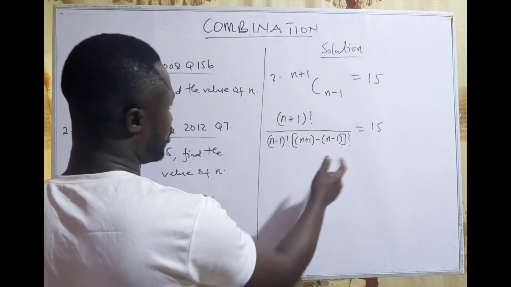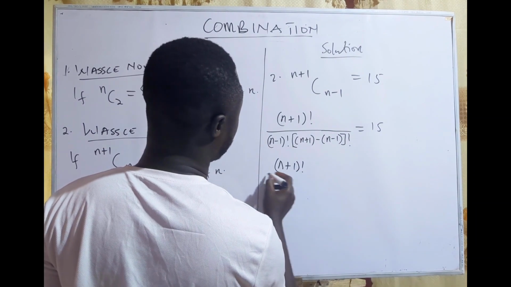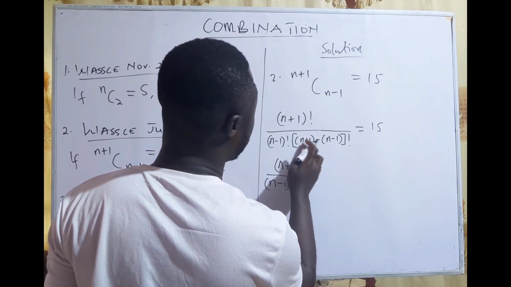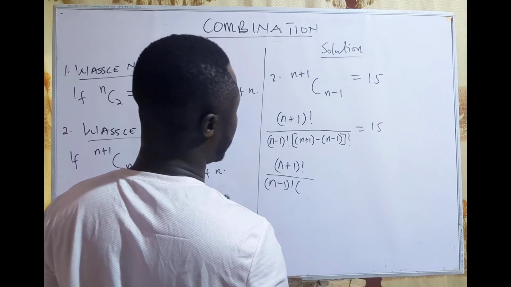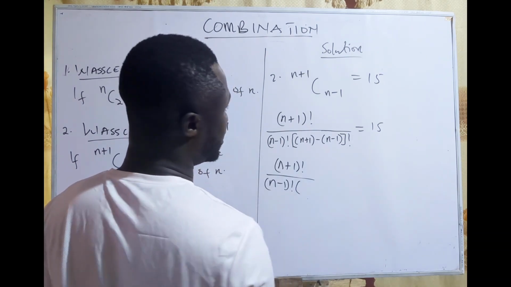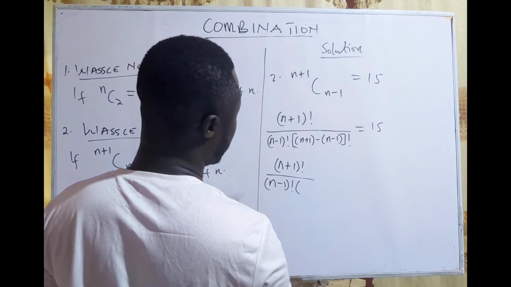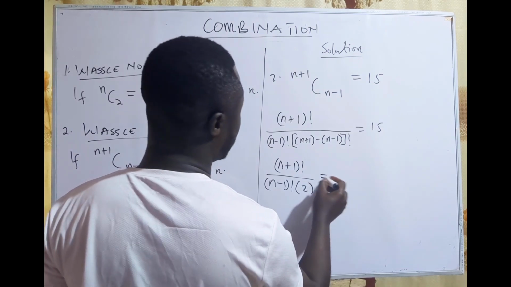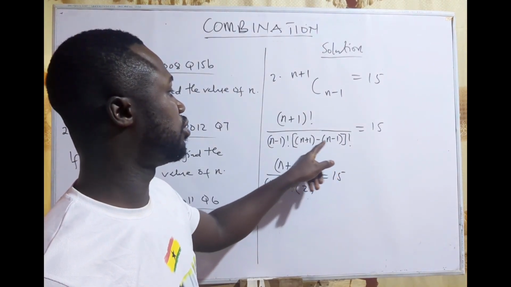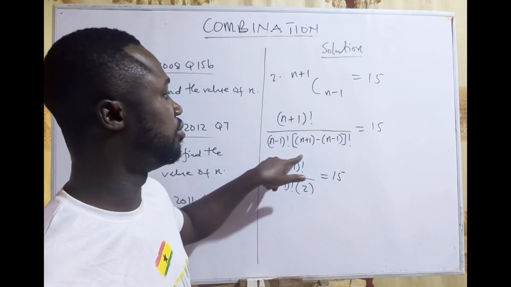Let me simplify the denominator here. So I have n plus 1 all factorial divided by n minus 1 factorial. So if I open the bracket, n minus n will be 0. And then 1 minus 1 will give us 2, equal to 15. I believe you get it. The negative one becomes minus n, so n minus n, and 1 minus minus 1 will give me 2.